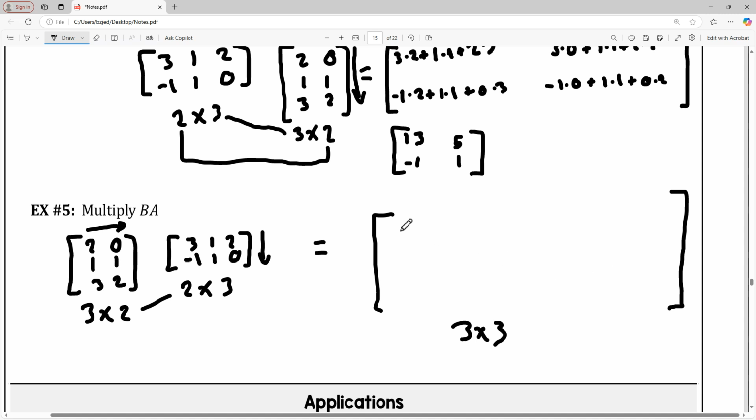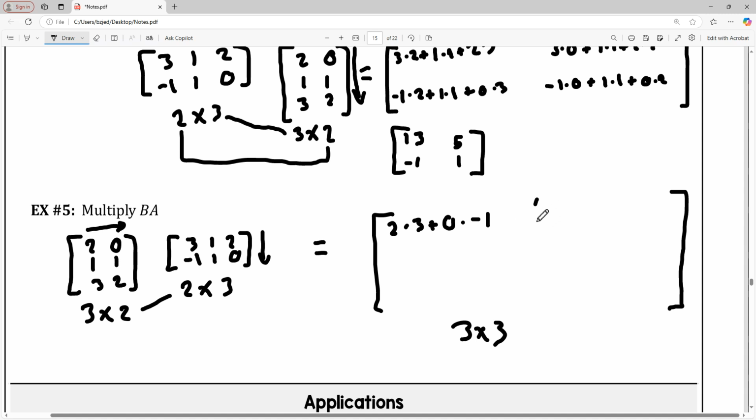So the value that goes in the upper left, that's in the first row and the first column. So I'm going to go to the first row for my row matrix, and I'm going to go to the first column in my column matrix. So I do 2 times 3, first row, first column, plus, I'm going to continue that first row, 0 times negative 1. That's the value that's going to go in the upper left.